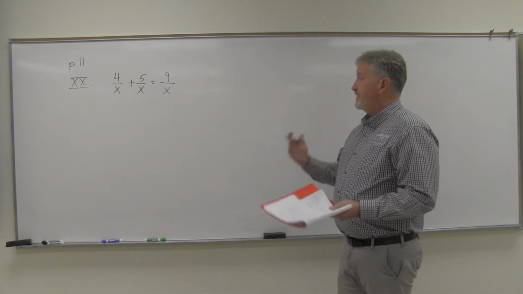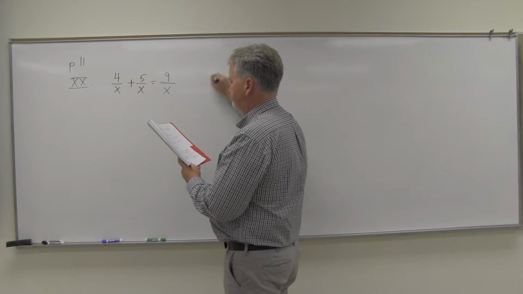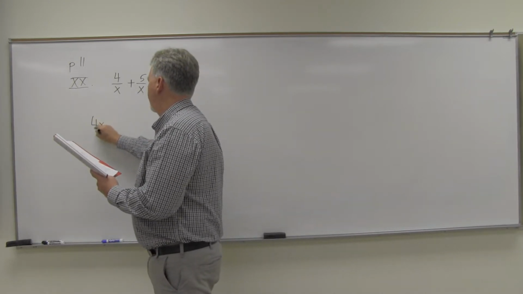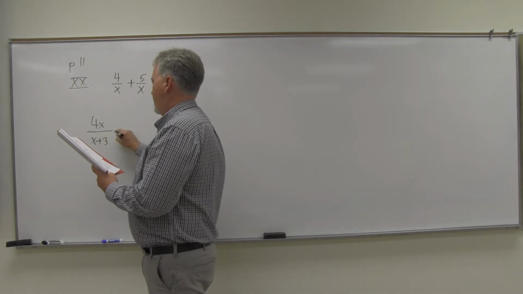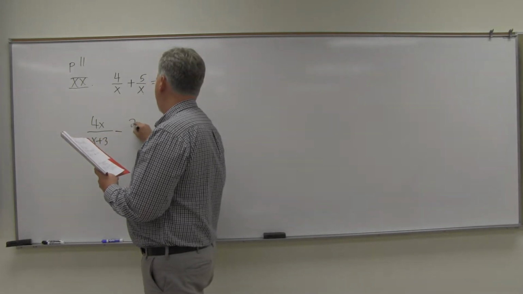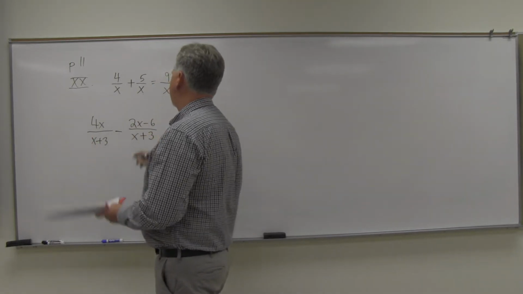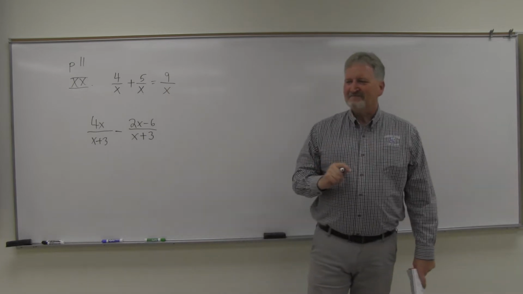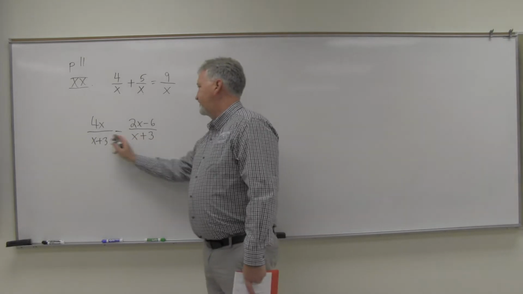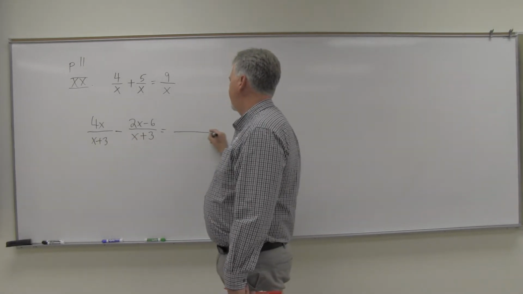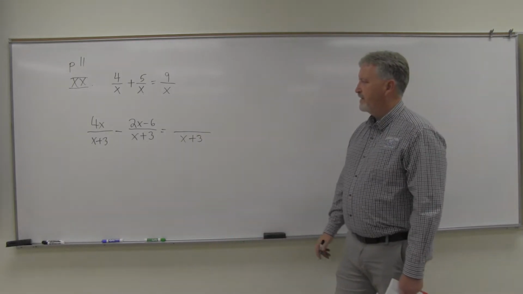Now, same thing for subtraction. Let me do one of those here. Down here, 4x over x plus 3 minus 2x minus 6 over x plus 3. Because there's a couple of points on this one. So I do have a common denominator, x plus 3, and so that's going to be what the denominator is when I subtract these.